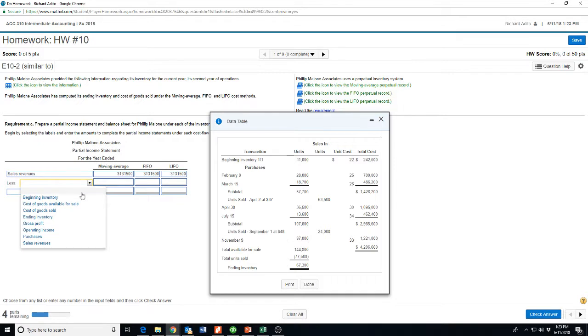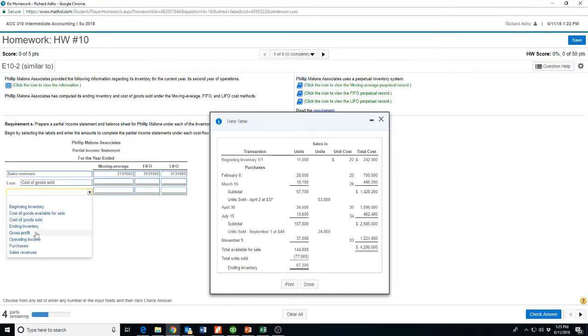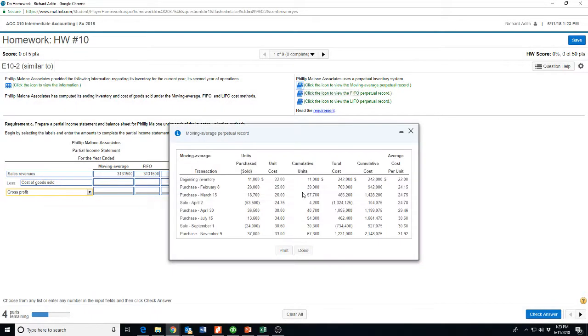Then it's going to be less what in order to get our gross profit? Well, it's cost of goods sold. And that means we're going to have our gross profit after we subtract out cost of goods sold. But in order to do that, we have to figure out what was our cost of goods sold under each one of these methods.